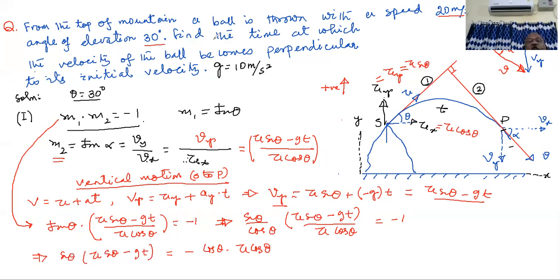There is only one unknown, that is time. Separate it out, that is school level mathematics. When you separate out time, the time comes out to be U by g sin theta, because U equals 20, g equals 10, sin theta equals 1 by 2. So the answer comes out to be 4 seconds. Please check it yourself. I am giving you 10 seconds. Meanwhile, I am having coffee.